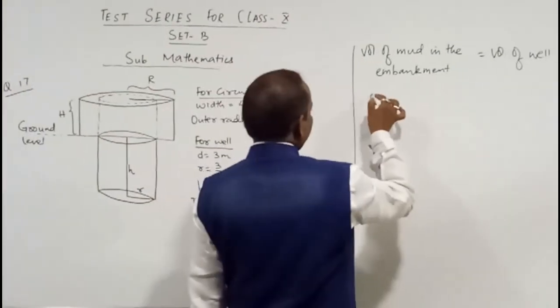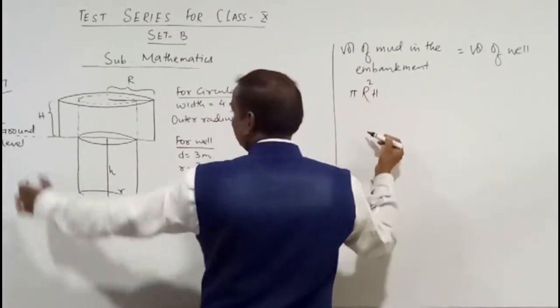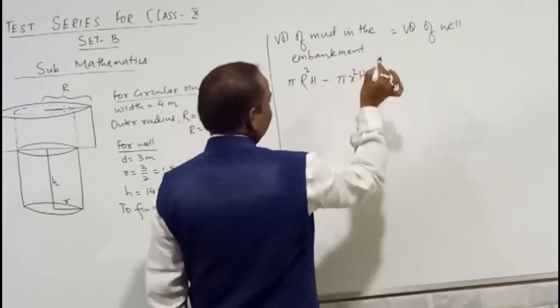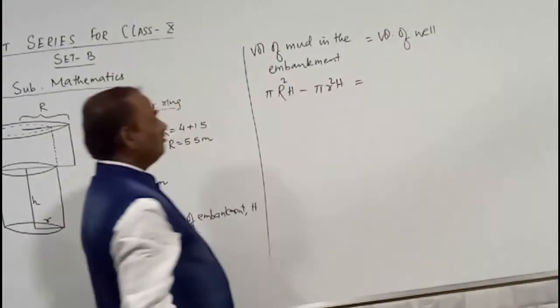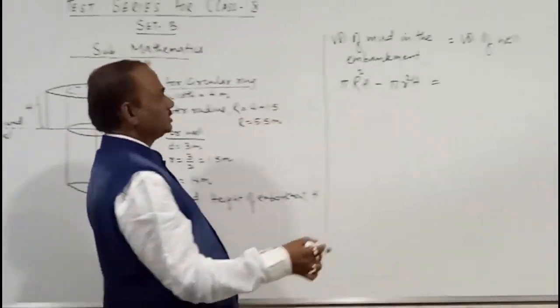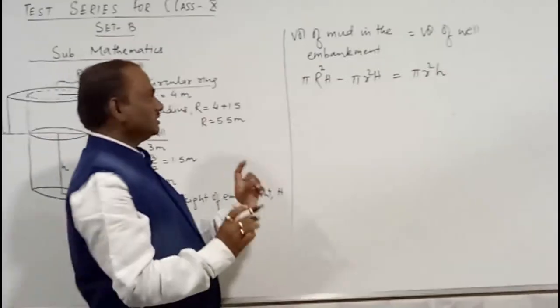So I can write like this: pi for the outer cylinder, capital R square, height is represented as capital H, minus pi small r square, capital H, is equal to the volume of the well. Volume of the well, this is the well, radius is smaller, height is small h. So I write pi small r square h. I have just applied the formula.